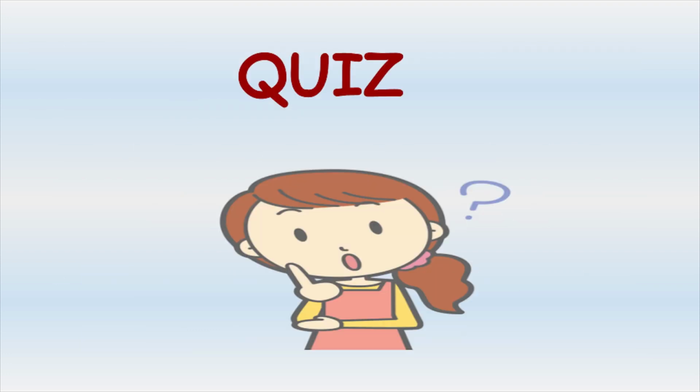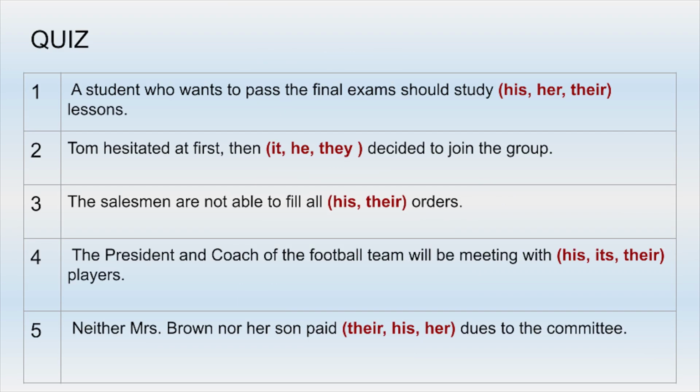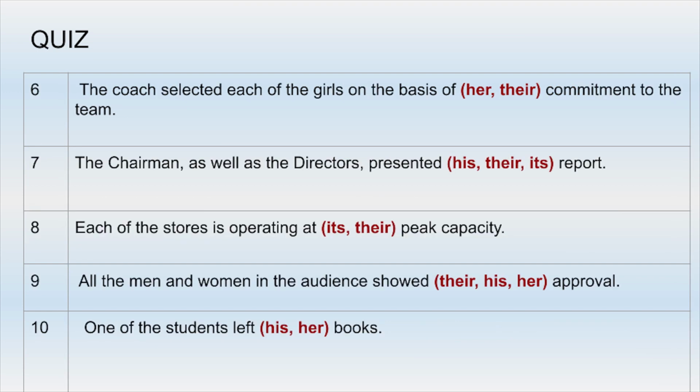Now, let's do a little quiz to test your understanding. Select the correct pronoun that refers to the antecedent in each sentence. Remember, once you have identified the antecedent, it's easy to determine the correct pronoun. You may pause the video to read through the questions and make your selection. We will go through the answers together.